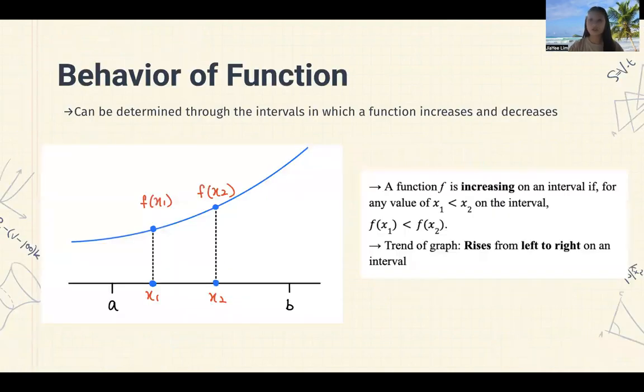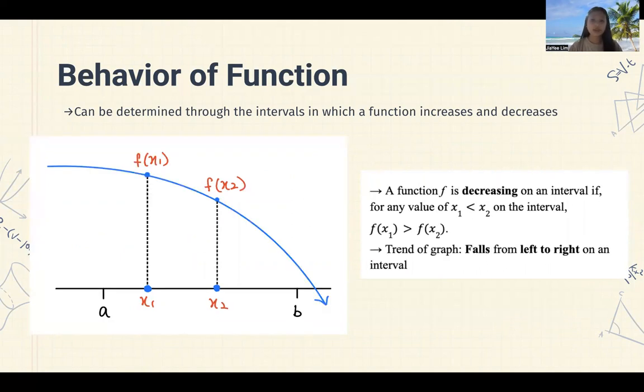The behavior of the functions can be determined by the increasing or decreasing intervals. So as you can see in the graph, this graph is increasing as the first x value is smaller than the second x value, and the function of the first x value is also smaller than the function of the second value. This indicates that the function is increasing. By looking at the trend of the graph, it is rising from the left to the right. This also indicates that the function is increasing.